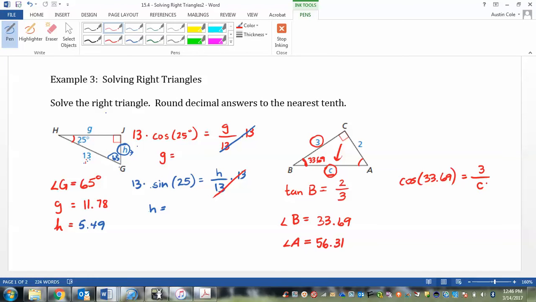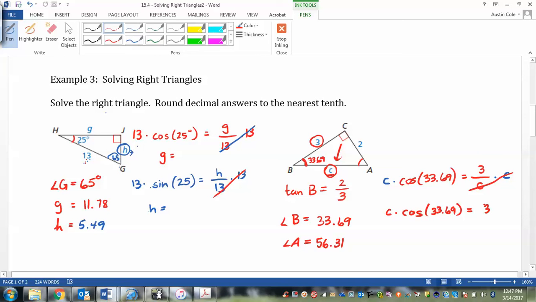Multiply by 3. So guys, over here we multiplied by the number that was in our denominator, right? Same thing. We're going to multiply by whatever's in our denominator. It's a situation where it's going to take one extra step, but we're going to do that. So I get C times cosine of 33.69 equals 3. Now, I'm trying to solve for C, aren't I, guys?